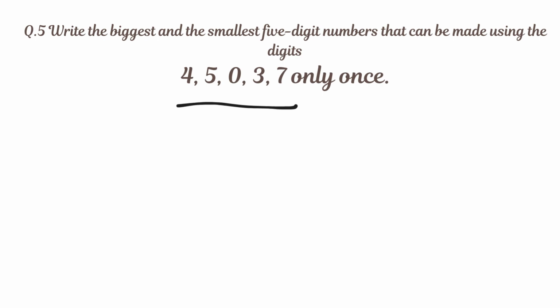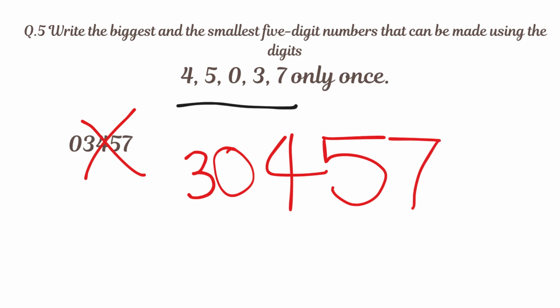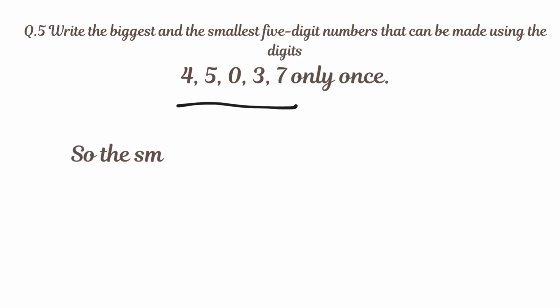In this we also can't take the 0 digit at the first place. If we take 0 at the first place the number will be of 4 digits, so we'll take the smallest digit which is greater than 0 to form the smallest number, which is 3. Then we will take 0. Why will we take 0? Because if we take another digit the number will form bigger. That's why we will take 0 at the second place, then the bigger number from 3 which is 4, then 5 and then 7. So the number which is formed, 30,457, is the smallest number.